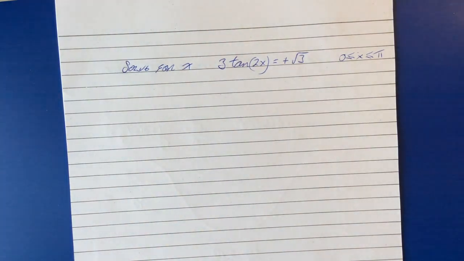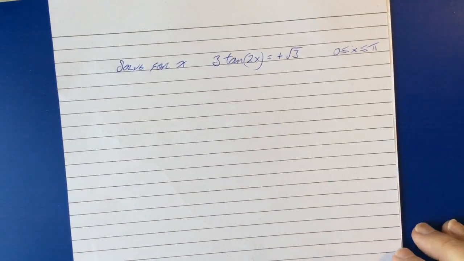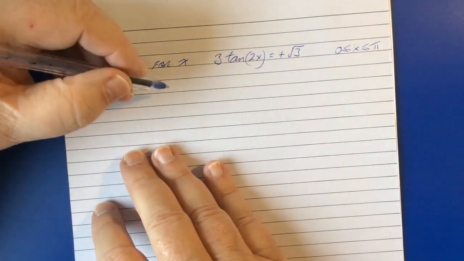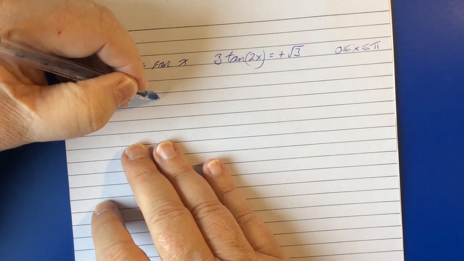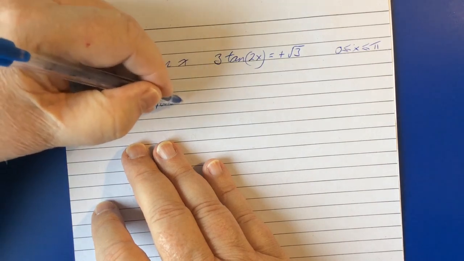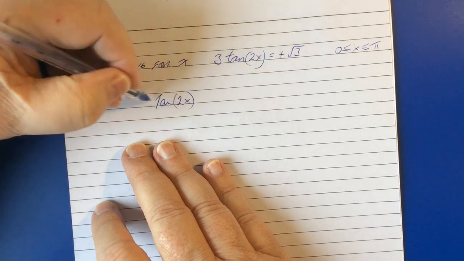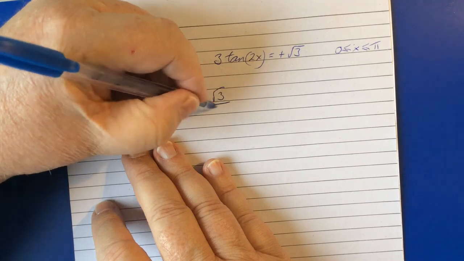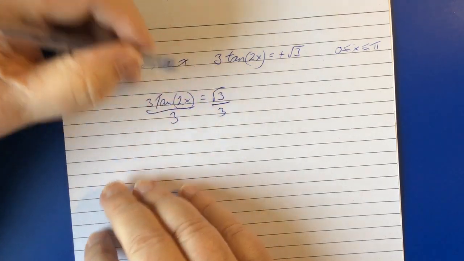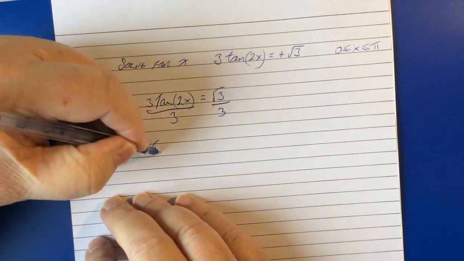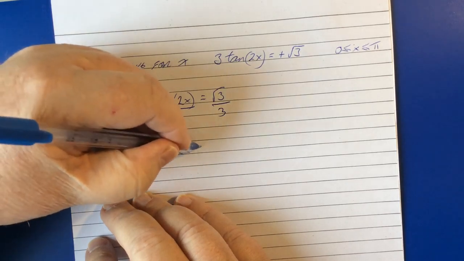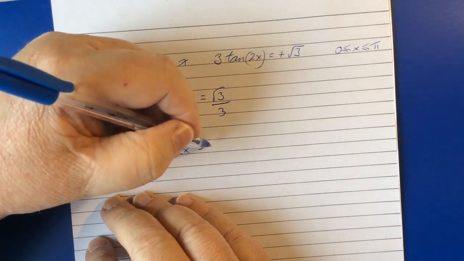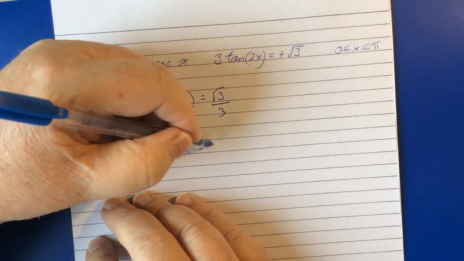So let's get going. The way into this is to try and simplify this as much as we can. So the first thing to do is the following. Put the 3 there. Now what I'm going to do is divide both sides by 3. And what I will get from that is tan 2x equals 1 on root 3.